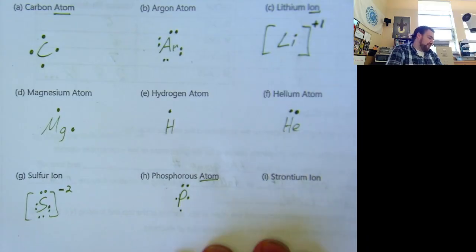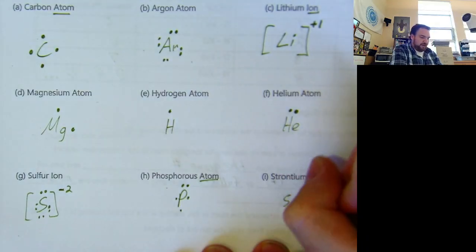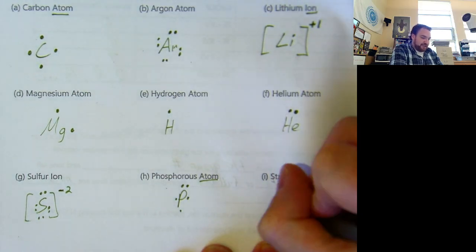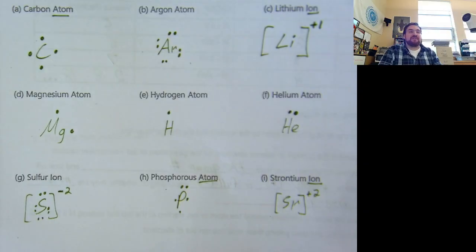And then strontium is Sr. It's an ion, so we want the charge, which is +2. The square brackets, and because it's a positive charge, the electrons are all gone. You're done. That's all you had to do.